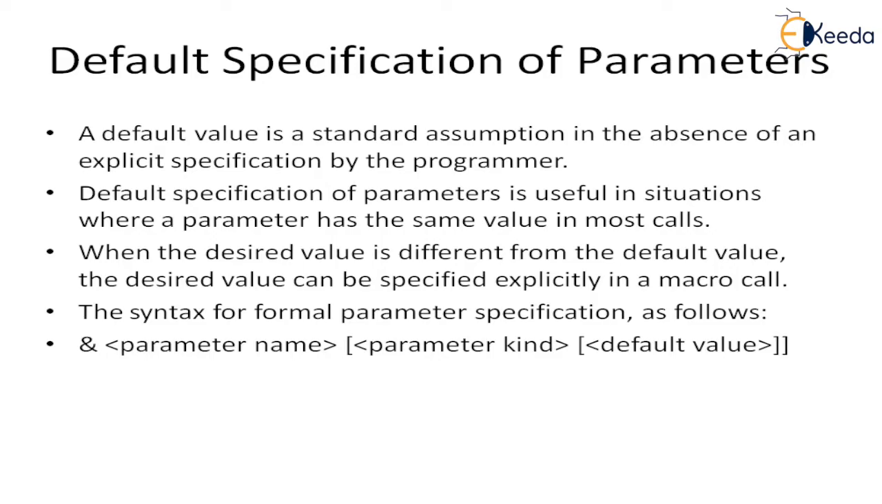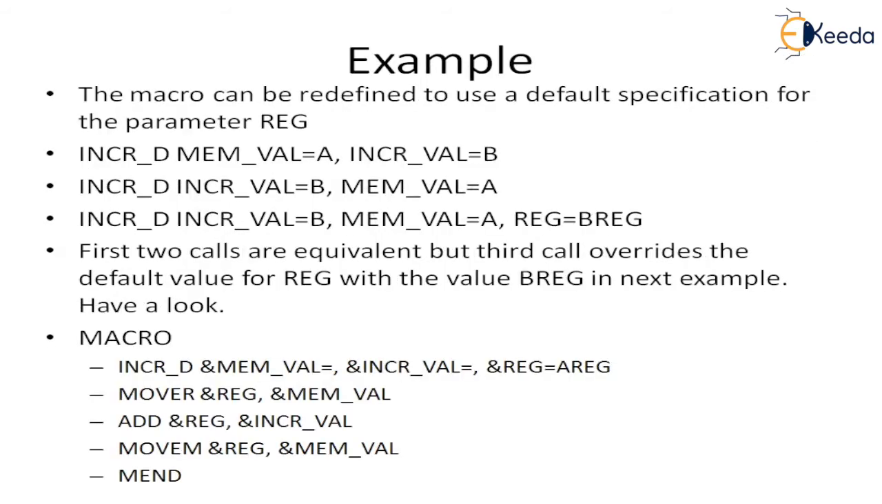And the syntax for specifying that formal parameter is as shown in the slide: the parameter name in square braces, the parameter kind with the default value. The example of that is as shown in the slide. First, we have to redefine the micros with the default specification for the parameter register, and after that, the first two calls are equivalent, but the third call overrides the default value, hence, with the value of breg.